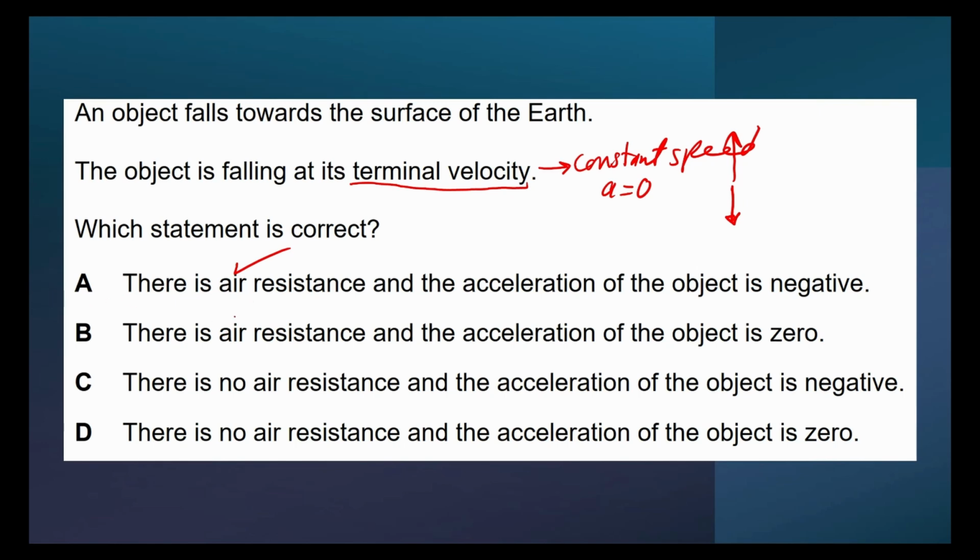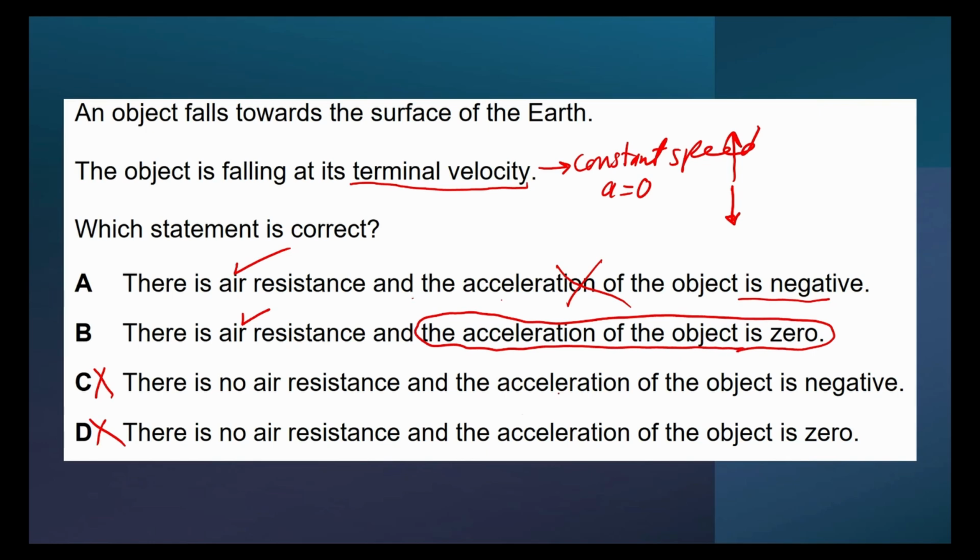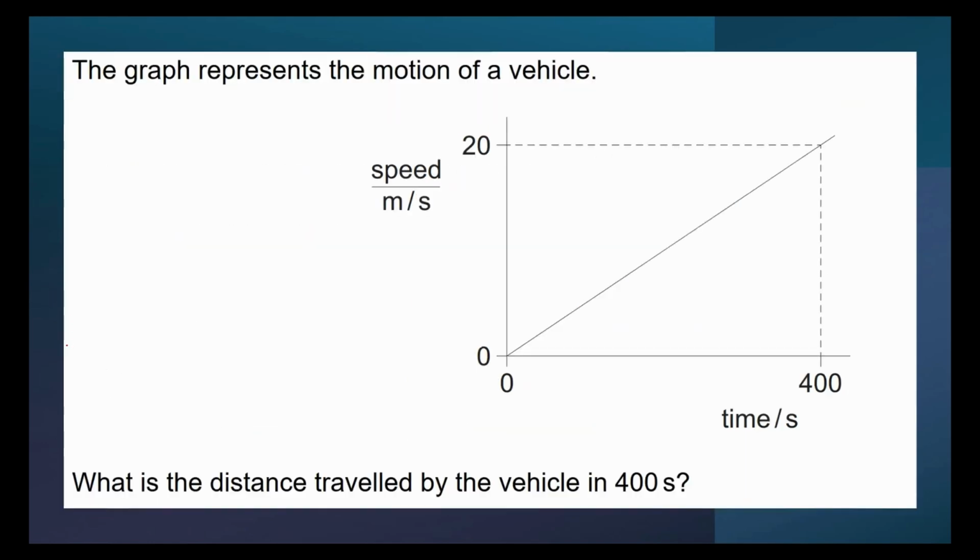There is air resistance in A, it's okay. Air resistance in B, it is okay. No air resistance in C and D. Look at A and B. They said that there is air resistance and the acceleration of the object is negative. No, we don't have any acceleration. B, there is air resistance and the acceleration of the object is 0. Yes, because the object is moving at a constant speed. So the answer is B.